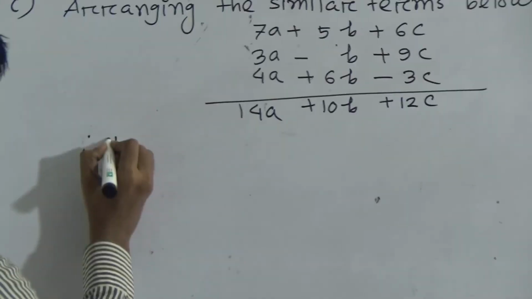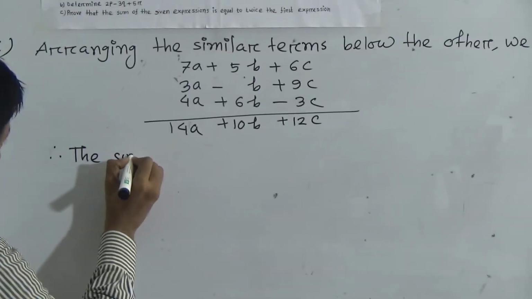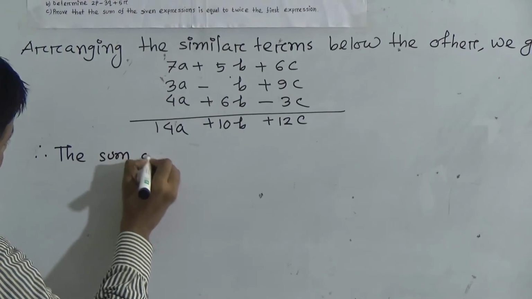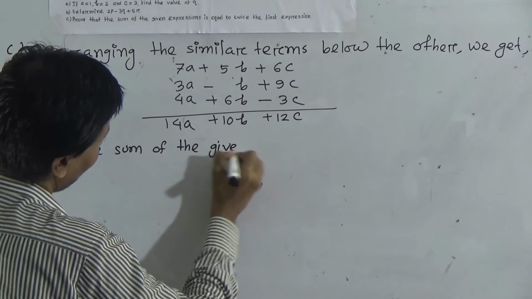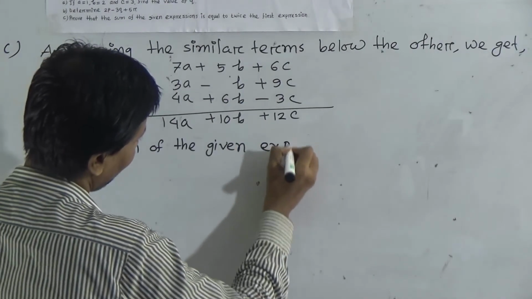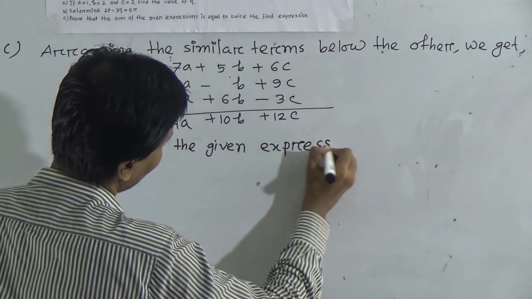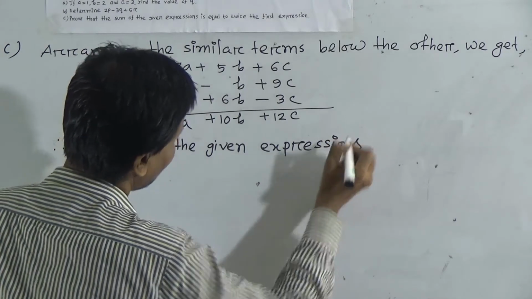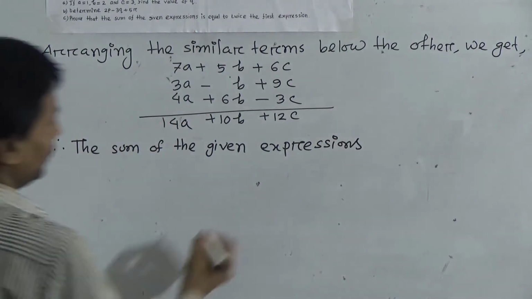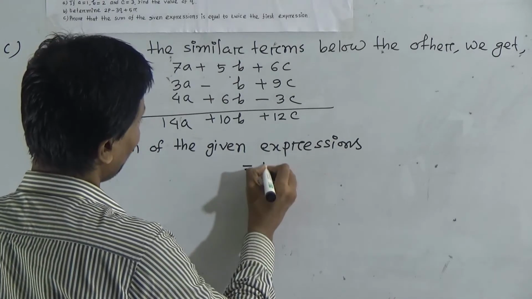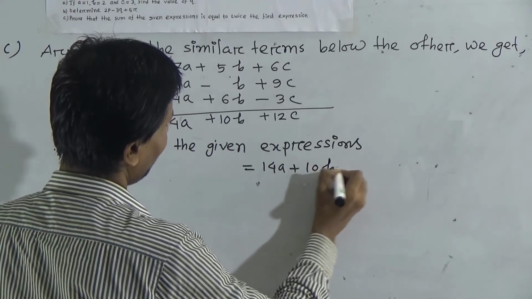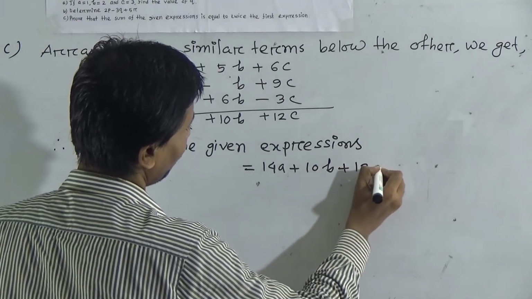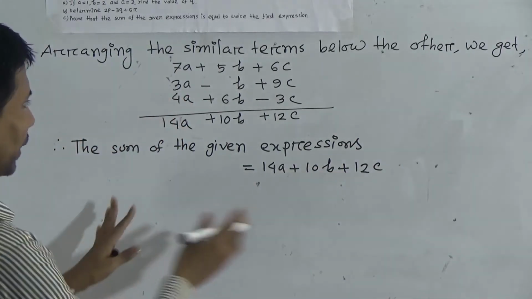Now we have to write here the sum of the given expressions equal to what? We have got 14a plus 10b plus 12c. Okay, we have got the result.